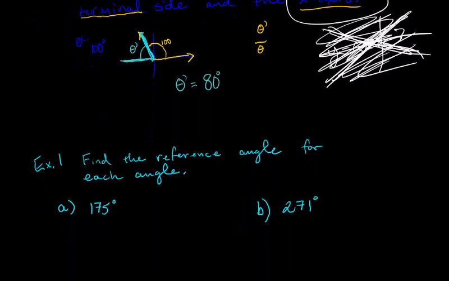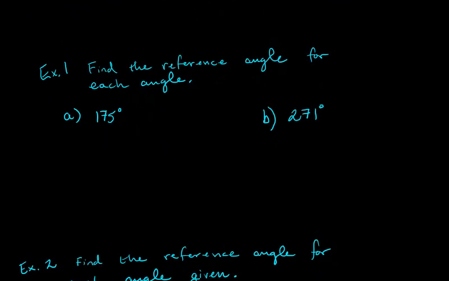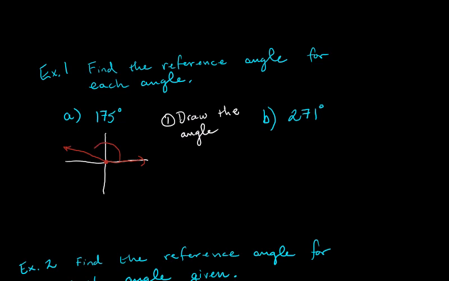Okay? All right, so let's just practice a little bit and then we'll be done. We're going to start in degrees. Find the reference angle for each angle. The first thing I encourage students to do is draw the angle. It doesn't have to be beautiful, but you're going to need to know what quadrant it's in so you can help yourself do some math. So here we go, initial side, and 175 degrees would be in the second quadrant. So there is 175 degrees.